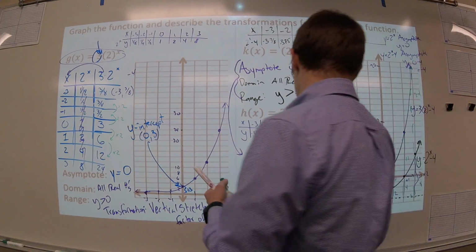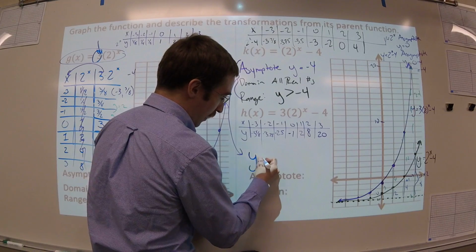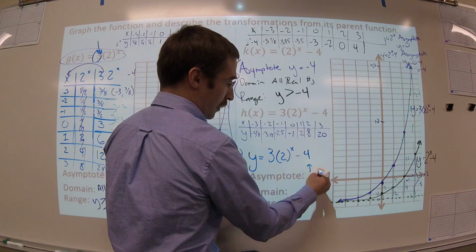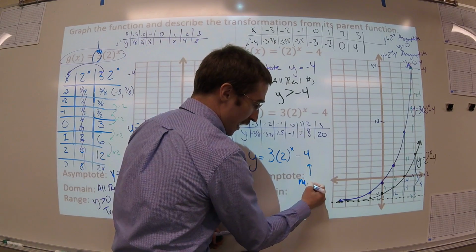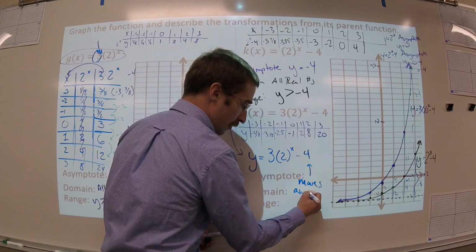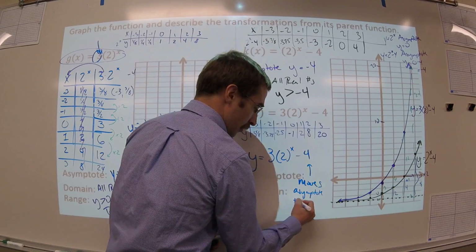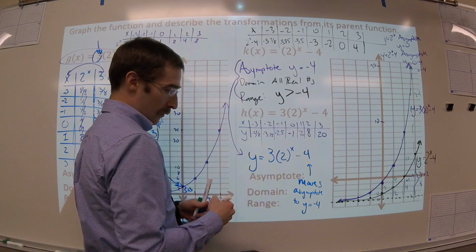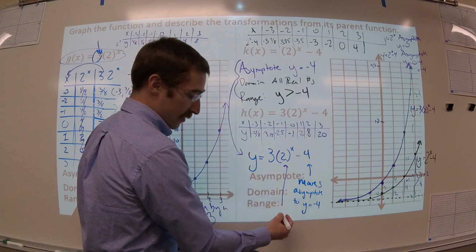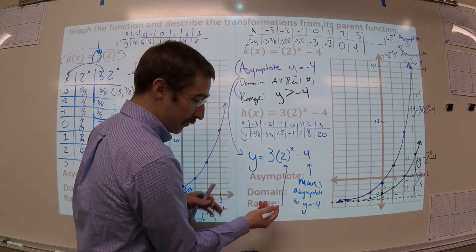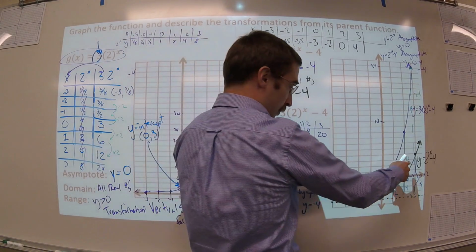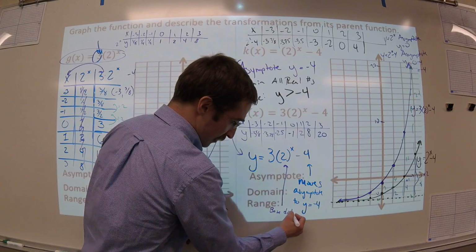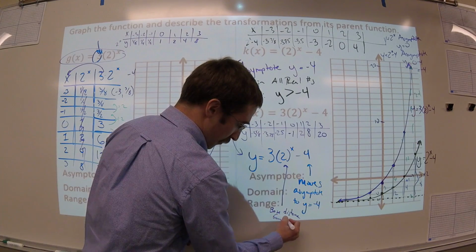So in this case, what's happening here with y equals 3 times 2 to the x minus 4, the minus 4 moves the asymptote to y equals negative 4. The 2 to the x tells you how far your parent function, your original function, is from the asymptote. Right, so this is the base distance from the asymptote.